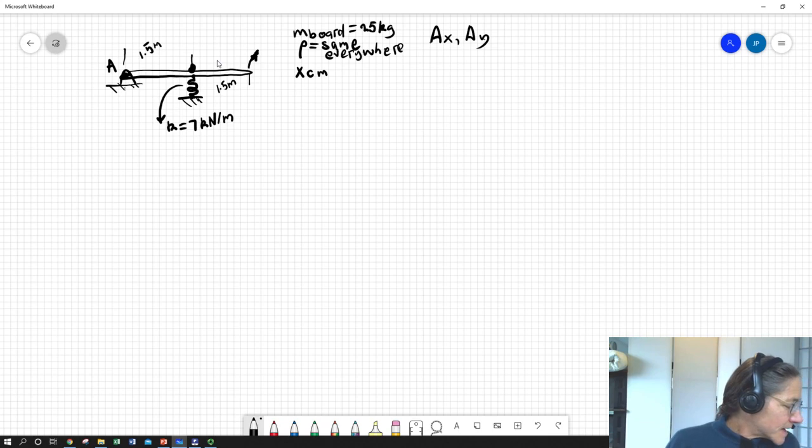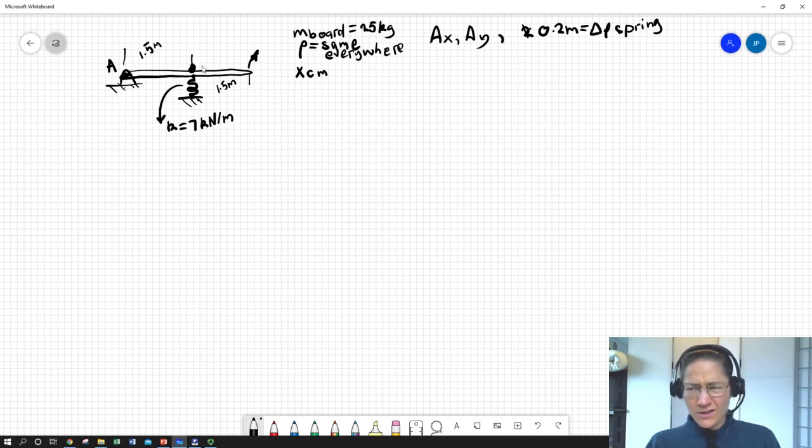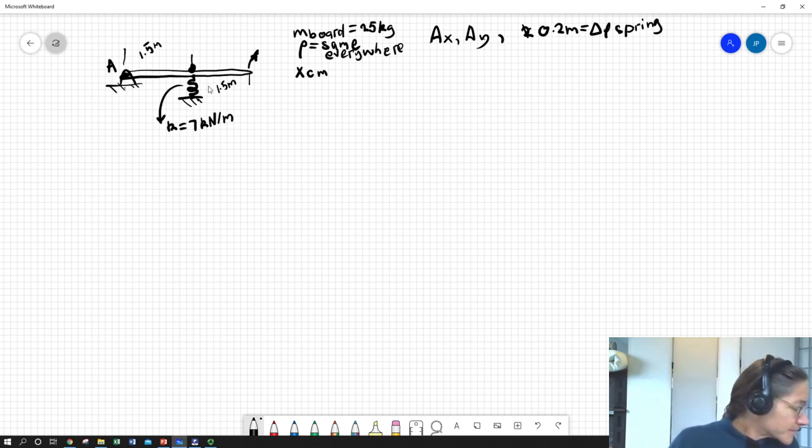At the instant that the diver jumps off, I'm reading this out of the book here, and I'll give you a text reference. The spring is compressed 200 meters, or excuse me, 200 millimeters. So that's easier to say. 0.2 meters equals delta L spring. So between that and the spring constant, we have a force being applied right underneath the center of mass of all places at the moment of interest.